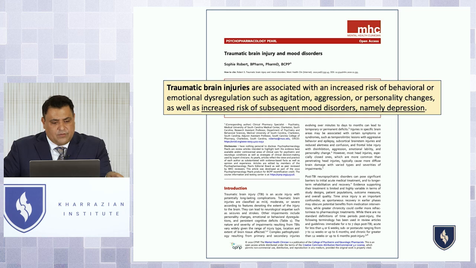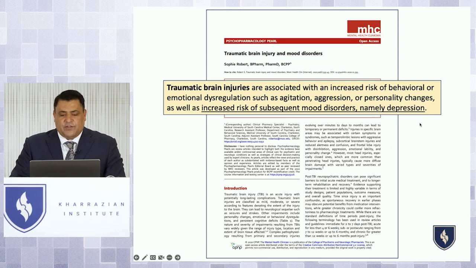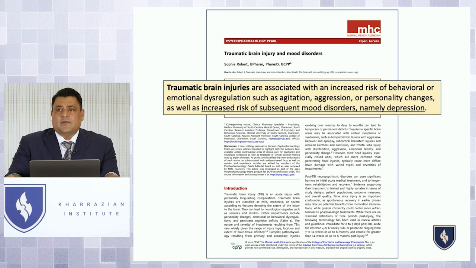Now, traumatic brain injuries, in this paper they go on to say, are associated with increased risk of behavioral and emotional dysregulation, such as agitation, aggression, personality changes, as well as increased risk of subsequent mood disorders, namely depression. With football players that have gotten a lot of attention in the news recently, where they get this chronic traumatic encephalopathy, the main symptoms are really aggression, irritability, anxiety, anger, suicide. They can't control it.